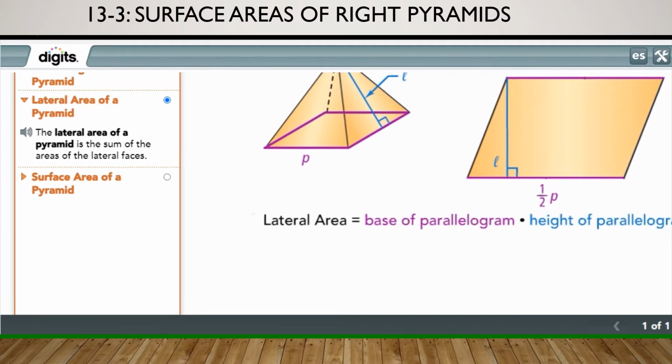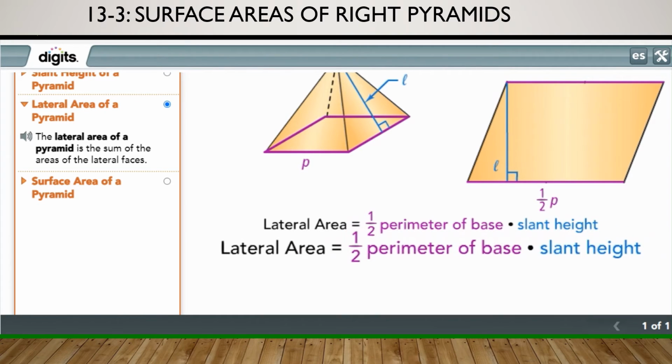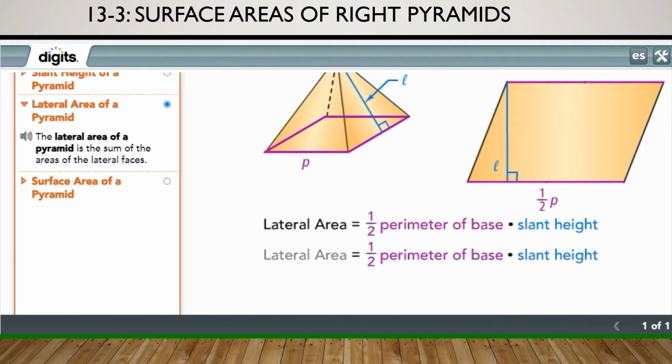So the lateral area of the pyramid equals the base of the parallelogram times the height of the parallelogram. The base of the parallelogram is 1/2 the perimeter of the base of the pyramid. And the height of the parallelogram is the same as the slant height of the pyramid. So the lateral area of a pyramid equals 1/2 the perimeter of its base P times its slant height L.